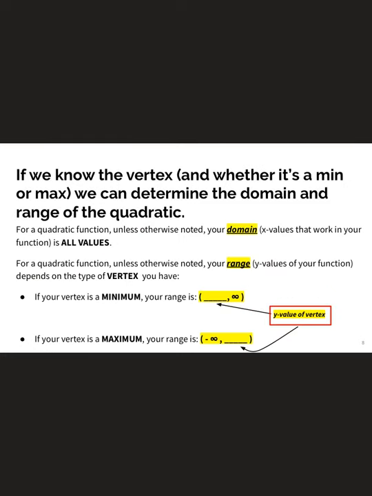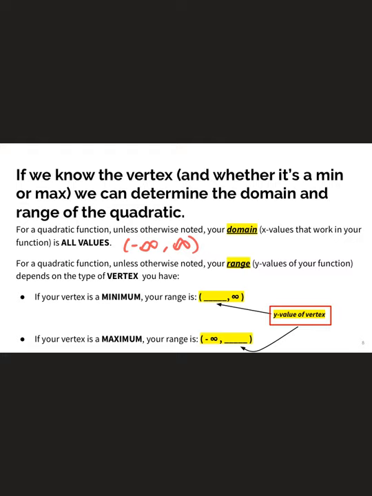So if we know the vertex and whether it's a minimum or maximum, we can actually determine the domain and range of the quadratic, right? And just to refresh your memory, this goes for all functions. But for a quadratic function, unless otherwise noted, your domain is your x values. And for a quadratic specifically, your domain is going to be all values, right? So when I say otherwise noted, they would specifically say something like x is greater than or equal to 0 or something like that. But for the most part, in most questions, they won't give you that restriction. So your domain is just going to be all values, and you can represent it in interval notation using negative infinity to infinity.